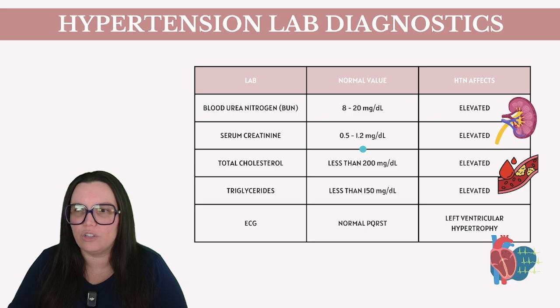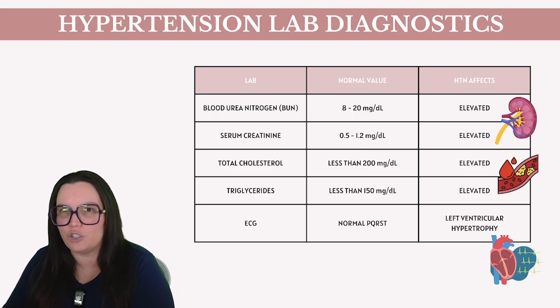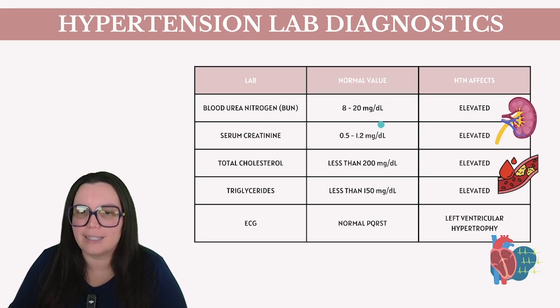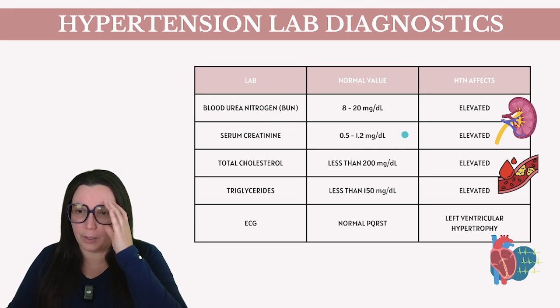With serum creatinine, we're usually looking at 0.6 to 1.2 with men, 0.5 to 1.1 with women. So generally, you're looking somewhere between 0.5 and 1.2 when it comes to serum creatinine.